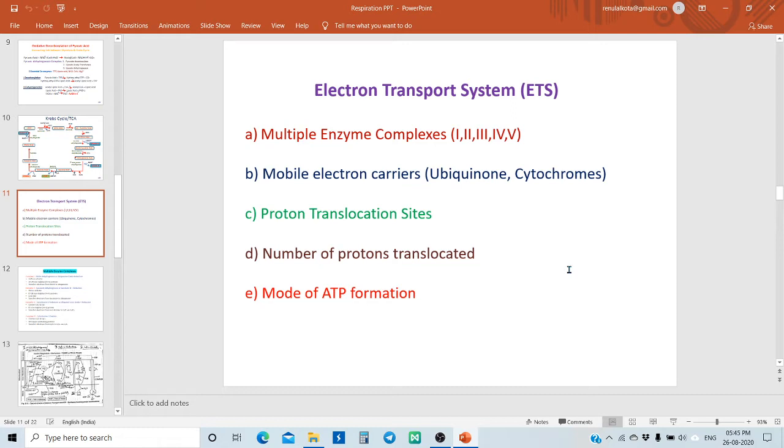In our last class, we studied the electron transport system. We are studying respiration in plants. We saw glycolysis. Glycolysis takes place in the cytoplasm, and the end products of glycolysis are two molecules of pyruvic acid, and a net gain of 2 ATP and 2 NADPH are formed in glycolysis. Then the pyruvic acid, which is a 3-carbon compound, enters into the mitochondrial matrix.